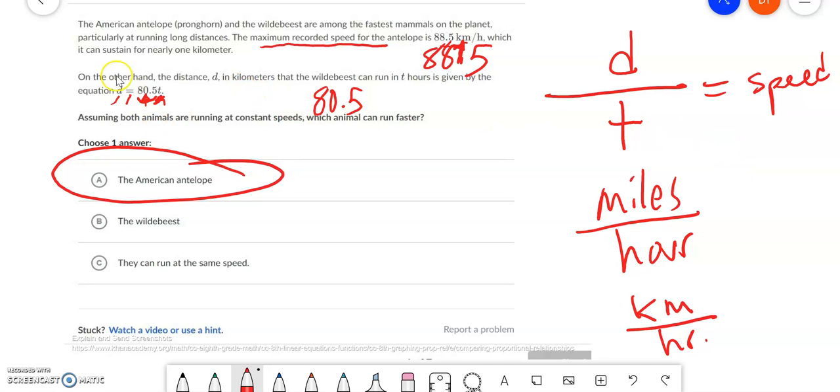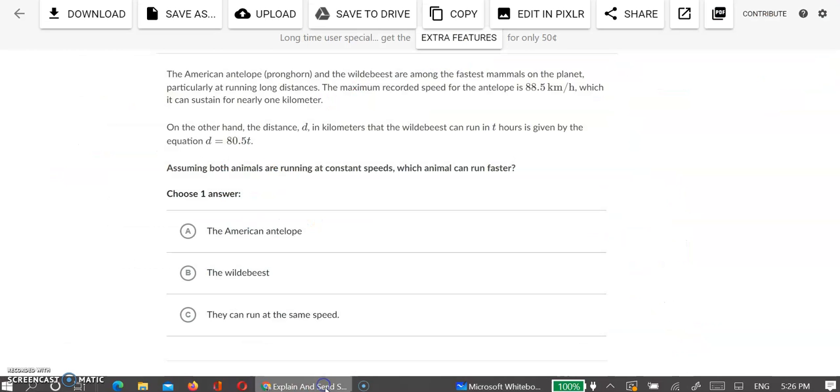So they're just asking you, can you recognize the rate here? Right? 80.5 for each hour. This is the distance in kilometers per hour. It's one way to write it, just like this. This is another way to write it, like a fraction. 88.5 kilometers per hour, written like a fraction. They did a little fraction bar here. And that's really all they're asking you to be able to do.